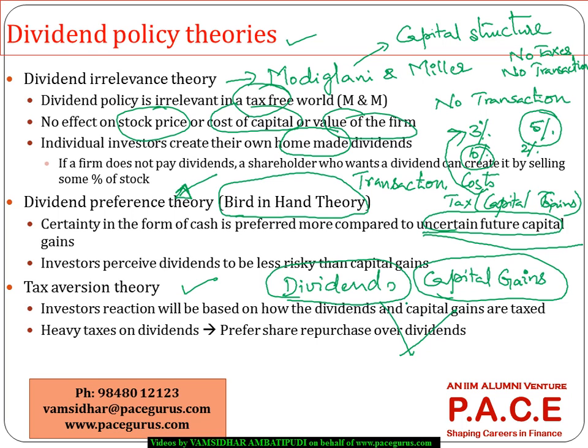if the dividends are taxed more, it always goes with the investor that it's better to postpone my dividend. So he would prefer very little dividend because he wants to avoid paying tax on the dividend that he is receiving. So the investor will prefer not to receive the dividend when the taxes are very, very high. The tax aversion theory is simply bringing out the fact that the dividend policy of the company should be in line with the taxation policy also.